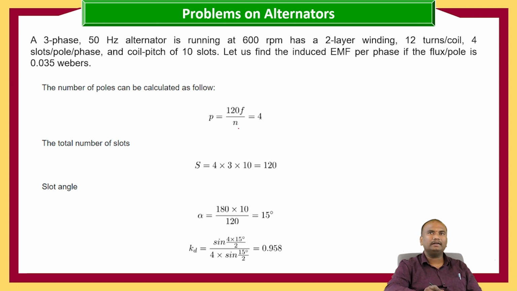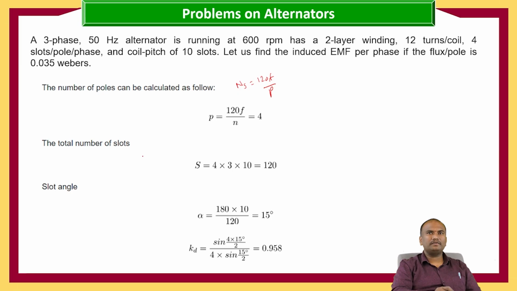Here, the number of poles can be calculated from the synchronous speed equation. Ns is equal to 120 f by P. From this, P is equal to 120 f by N. If we substitute these values, 120 into 50 by N, which is 600, the number of poles is equal to 4 poles.